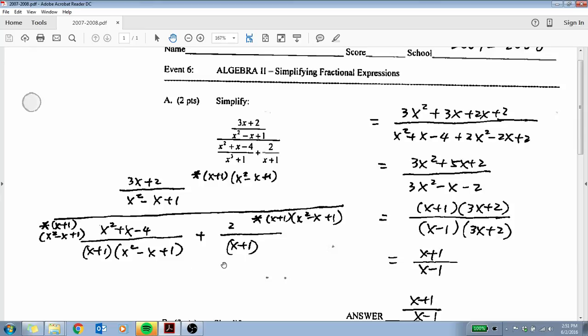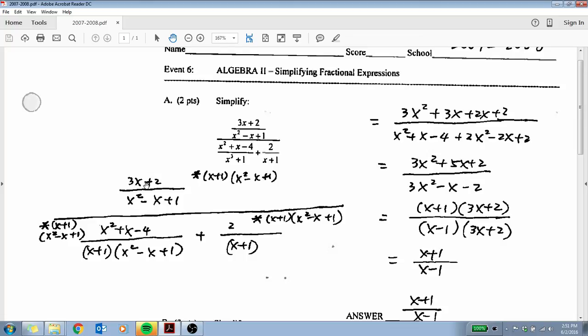And so our least common denominator would be x plus 1 times x squared minus x plus 1. We said we're going to multiply the top fraction and your bottom fraction, so both terms, by x plus 1 times x squared minus x plus 1. For the numerator up here, the x squared minus x plus 1 will cancel with the x squared minus x plus 1 right here.